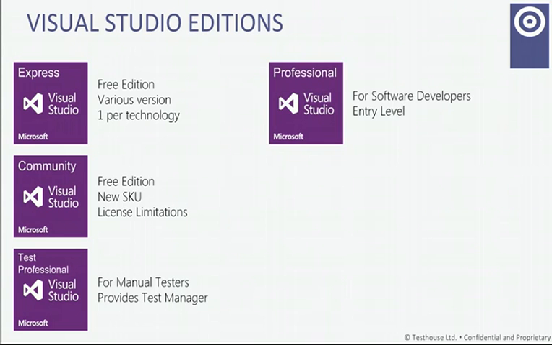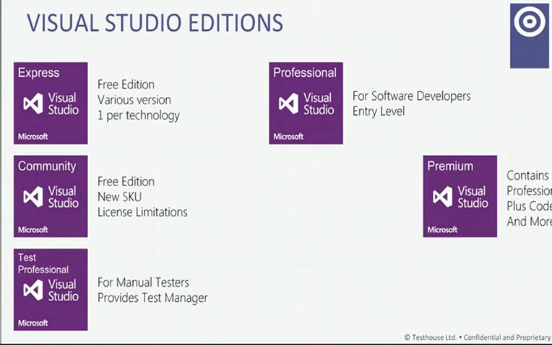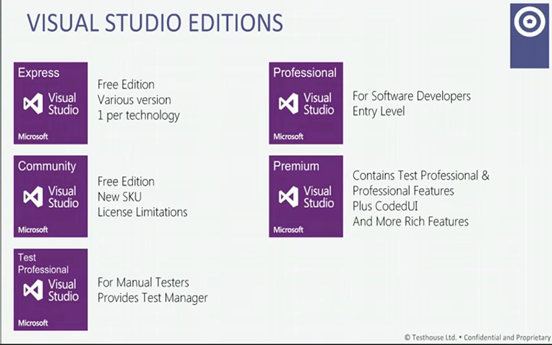Moving more on to the more corporate versions of the software that corporations might be interested in. You have Professional. That's a sort of entry level for corporations. Then moving up, you have Premium, where you can have other more advanced features, including CodedUI and other interesting features on the development side to help your developers.